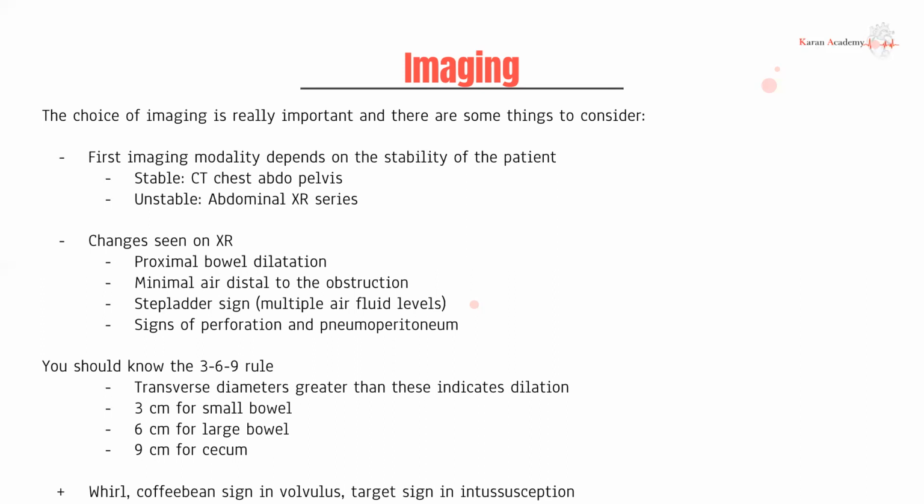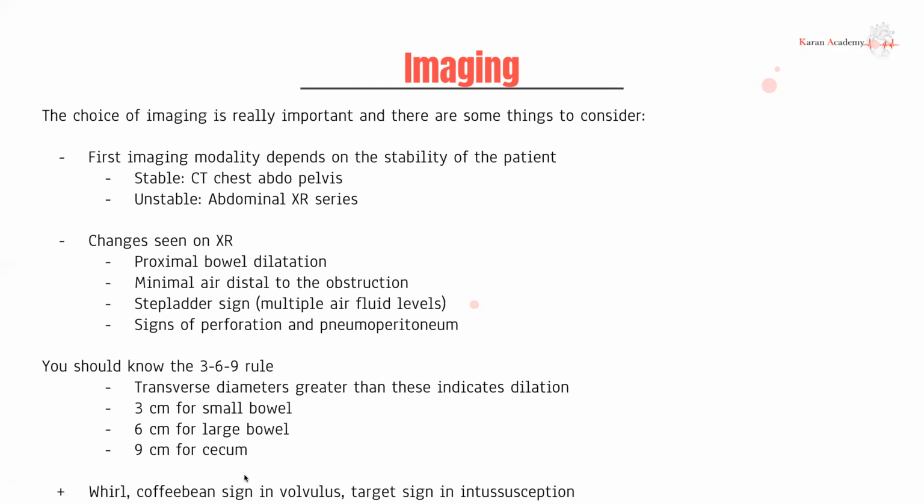You should know the 369 rule. What this basically is, is that a transverse diameter greater than these numbers indicates dilation. And this is different for different parts of the bowel. So anything greater than 3 centimeters is dilated for small bowel, 6 for large, and 9 centimeters for the cecum.